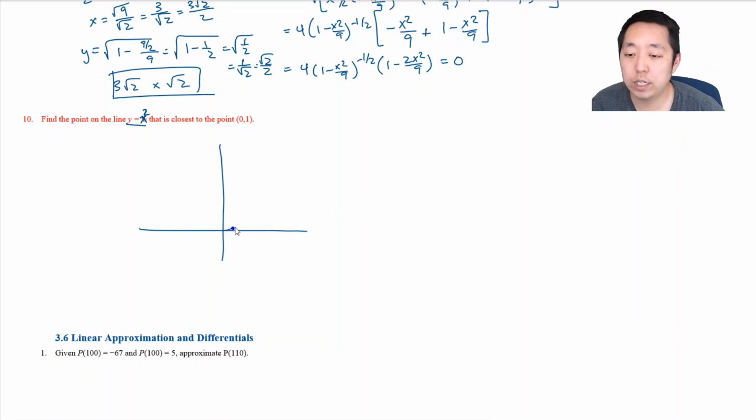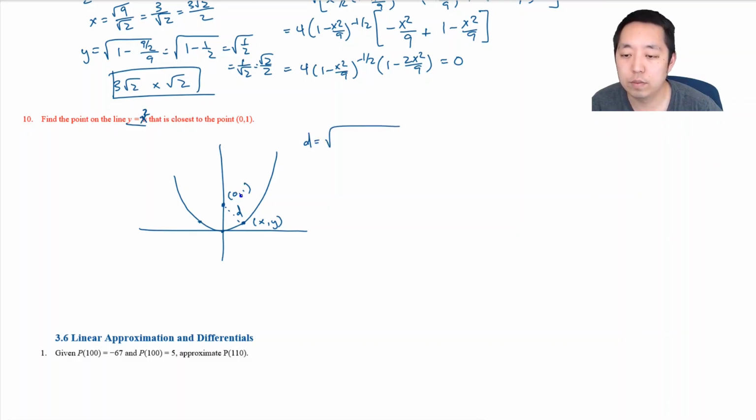Okay, so y equals x squared here, and (0, 1) is this point here. I want to find the point along this curve that has the shortest distance between here and here. It's probably somewhere along here, obviously not way over here. So I have a point (x, y), and I want to create an equation for the distance between the 2 points. The distance d is the square root of the difference in x minus 0 squared, plus the difference in y, which is y minus 1 squared.